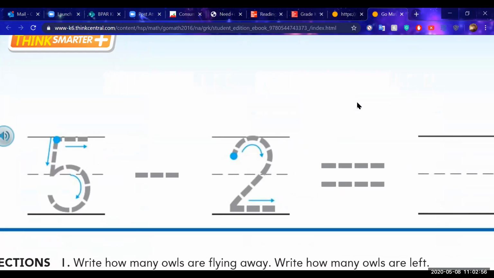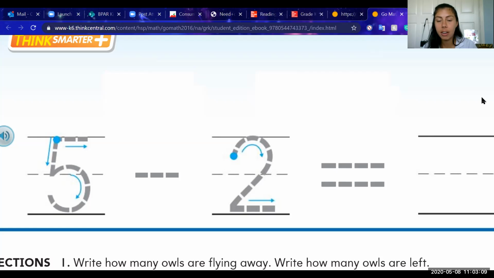Please read the subtraction problem that you see out loud. 5 minus 2 equals, if you're not sure, you can always draw a picture to help you solve. So if we were to draw a picture, maybe we want to use circles. How many circles do you need to draw to start? You need to draw 5 because that is our starting number. 1, 2, 3, 4, 5.